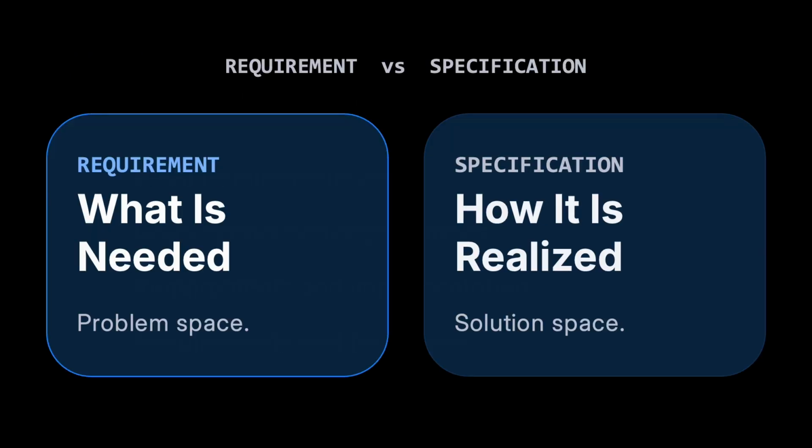A requirement is a statement of what the product must, should, or may do. It captures the intent of a customer, a user, a regulator, or the business. There is an important distinction between a requirement and a specification. The requirement describes what is needed, so the problem space, while the specification describes how it is realized, the solution space.